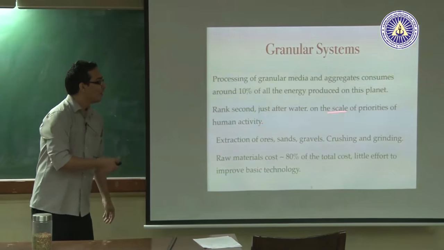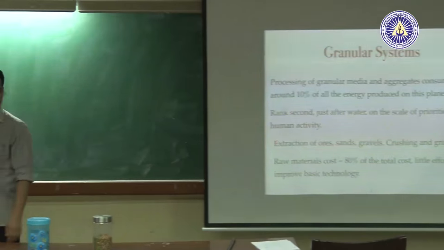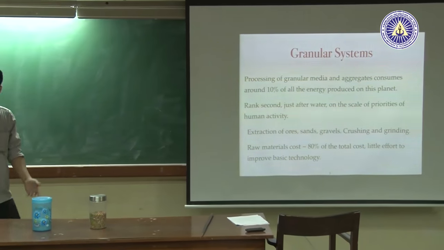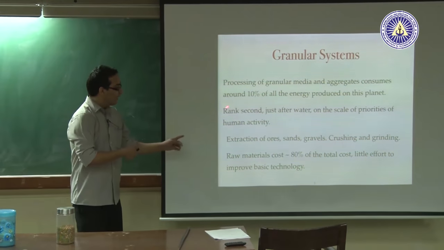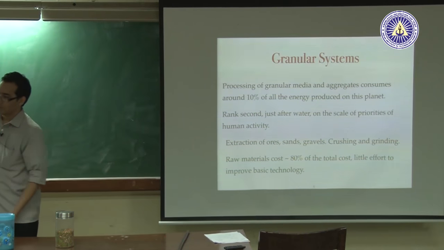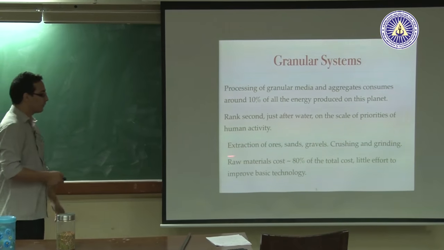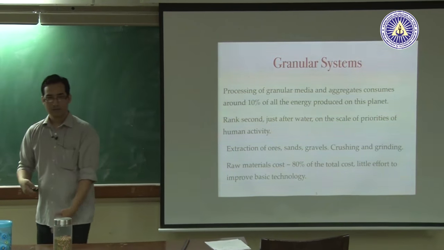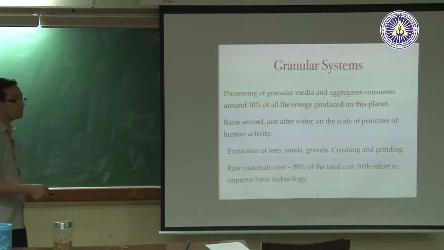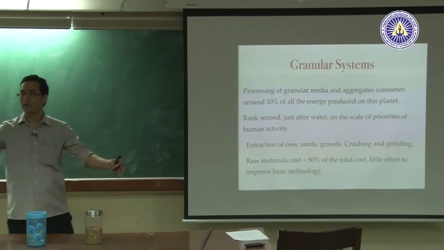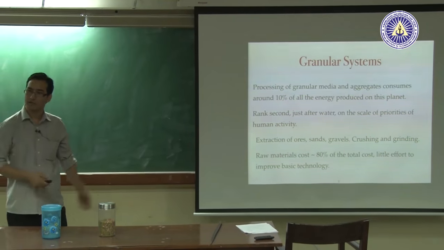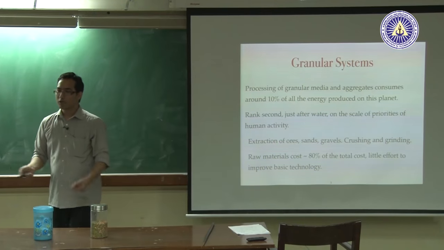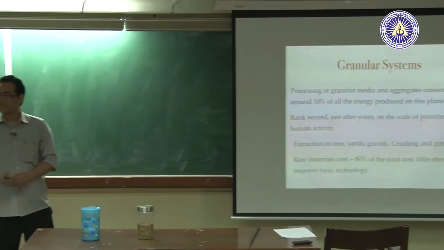And in fact, on a scale of priorities of human activity, it is claimed that they rank second, just after water, obviously. Jal hi jeevan hai. They rank second on the scale of human priorities. Some examples are extraction of ores, sands, gravels, right? Crushing, grinding: you get an ore, you have to crush it so that you can get something out of it, right? And despite all this, not much effort is put into understanding this basic science.